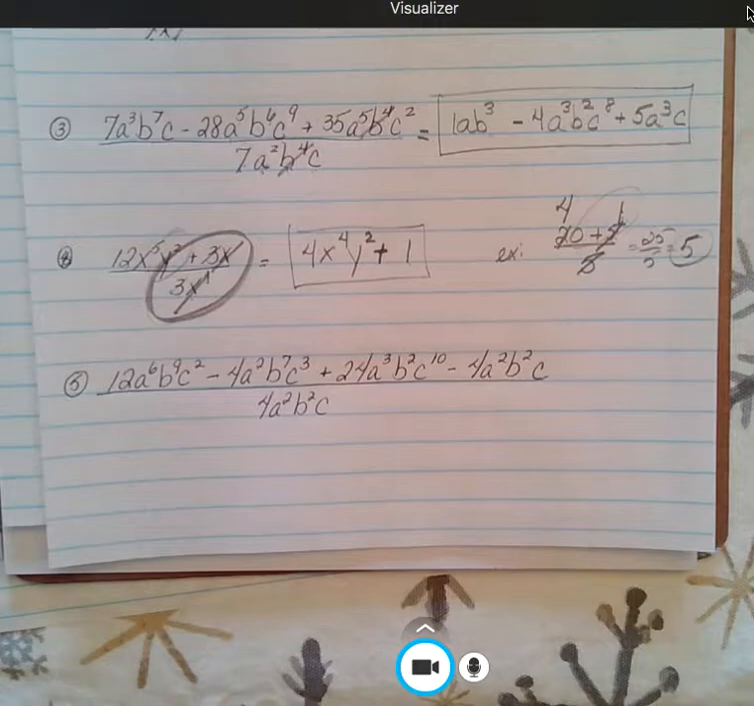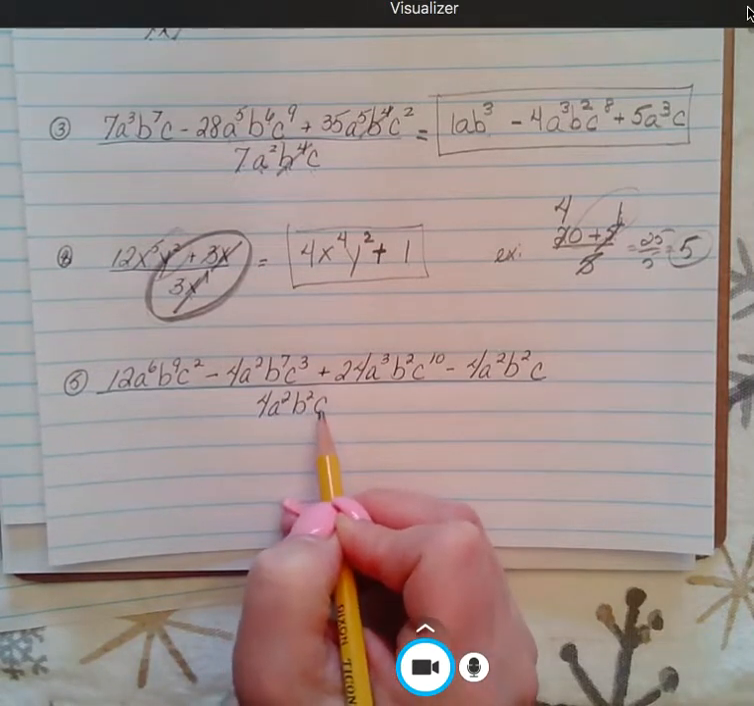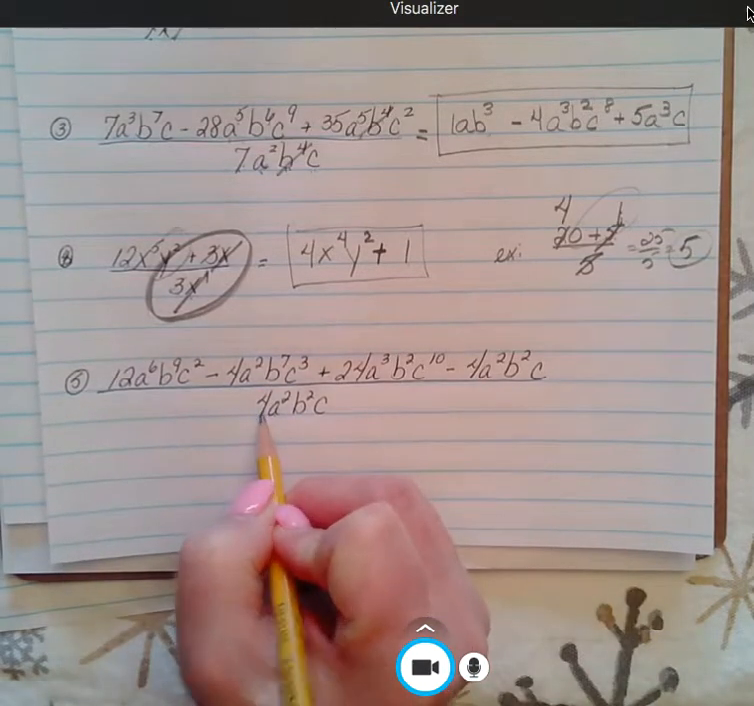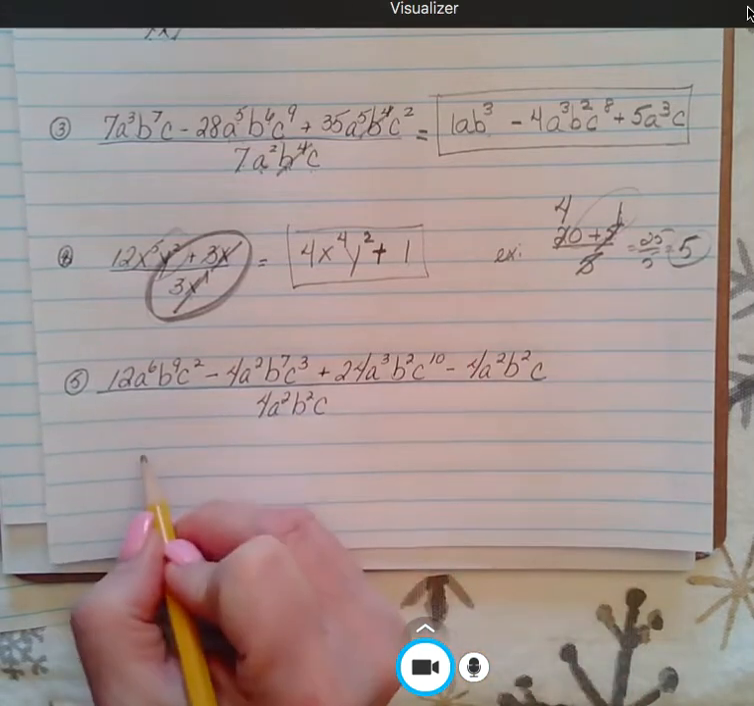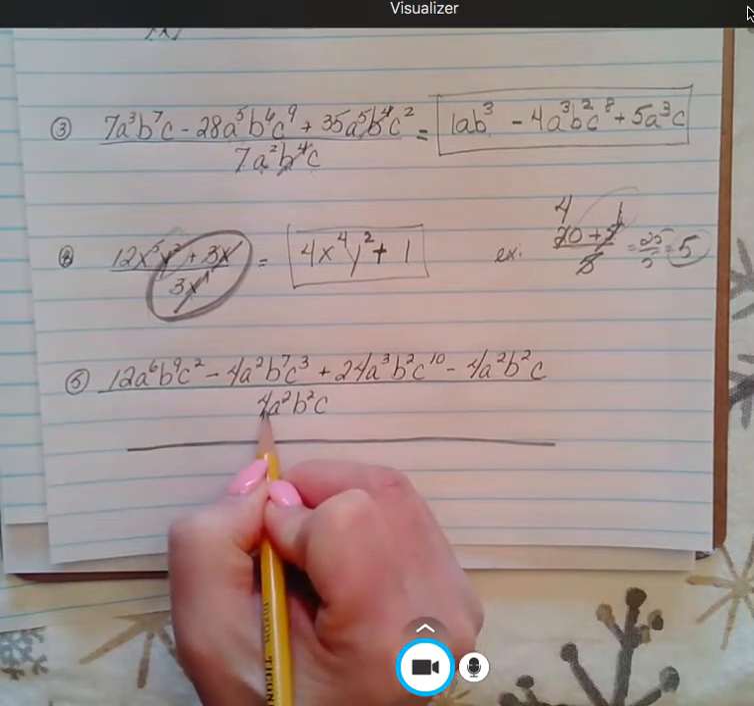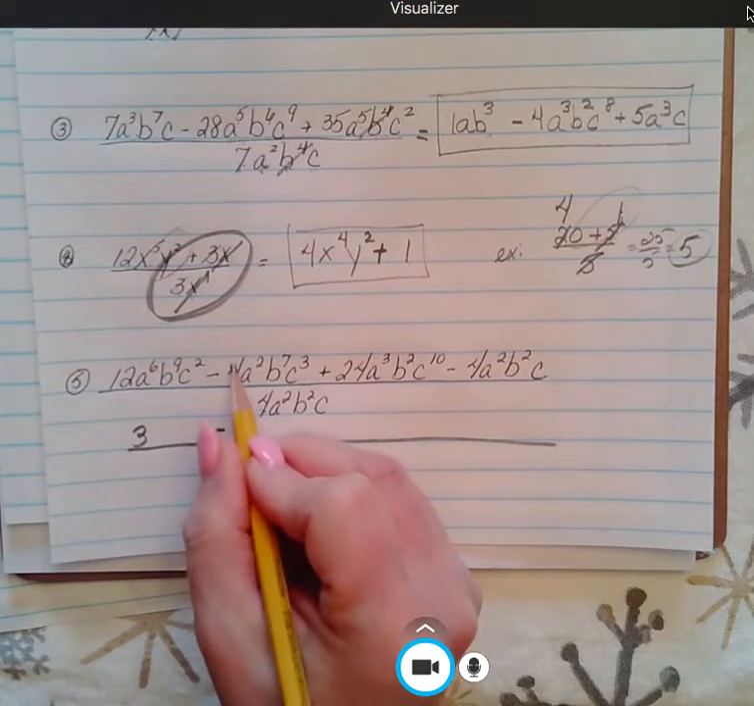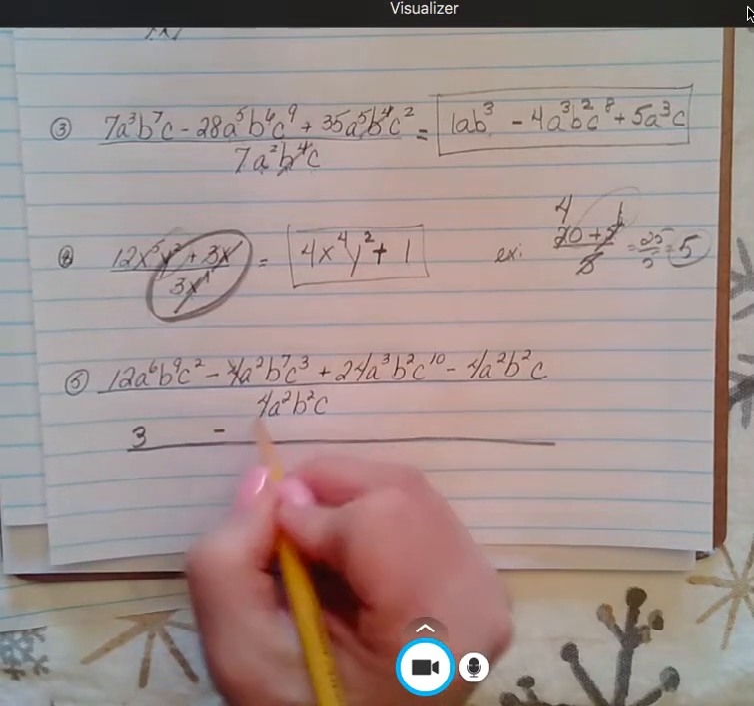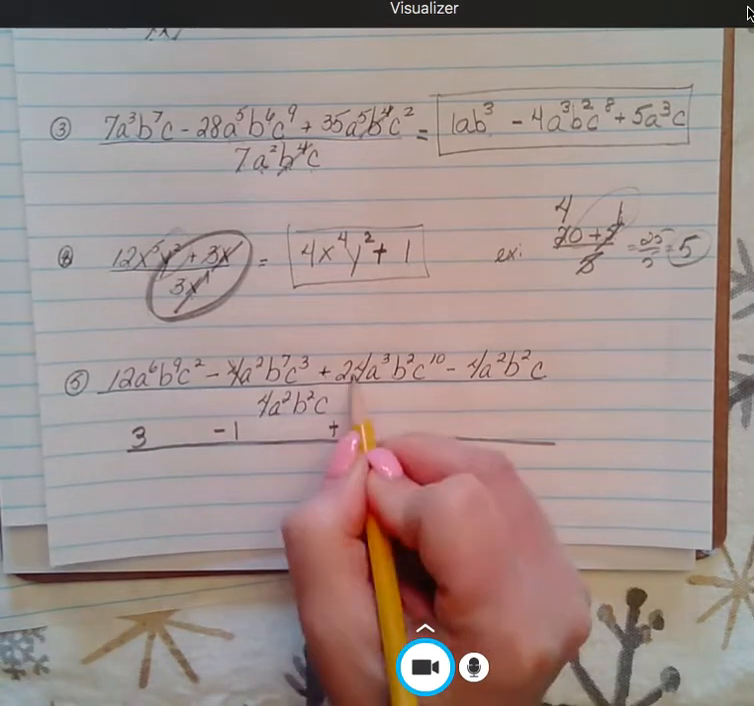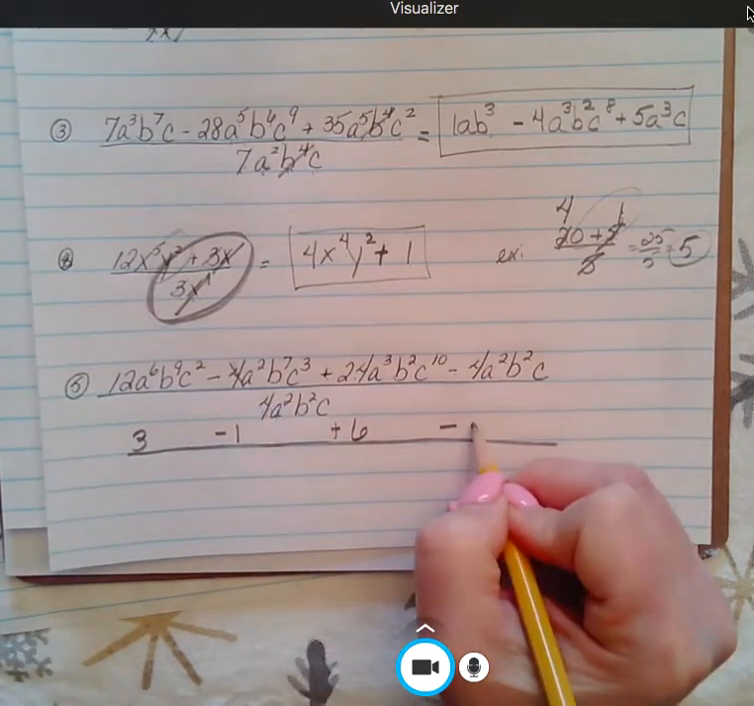Last guy. Pause it. See what you can do. Remember, we're going to go through with our numbers, then your A's, B's, C's. So go ahead and try if you want, but I'm going to dive in now. 4 into each of these terms. Start with my enormous fraction bar. 4 into 12, that's 3. Space minus. For all that goes away, I'm going to put a 1 just in case. Plus sign. 4 here, that's 6. Minus, and I'm going to put a 1 just in case.